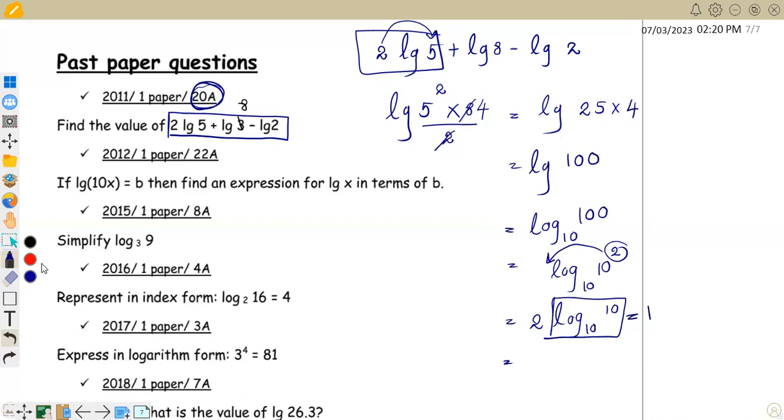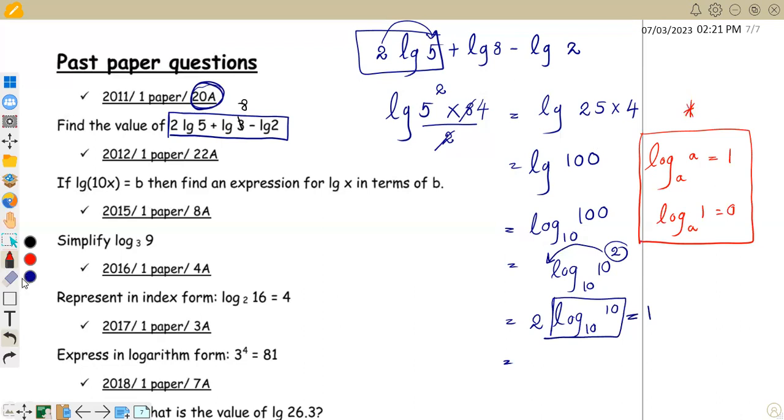It's because there is a rule: when you have to find the logarithm of a particular number with the same base, the answer is 1. And also there is another rule, the logarithm of 1 to any base is equal to 0. This is also very important when you solve logarithm related questions. Then here 2 times 1, the answer is 2. For this one, you are given 2 marks.